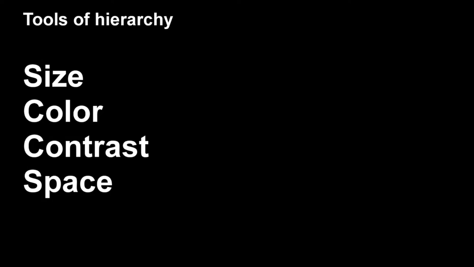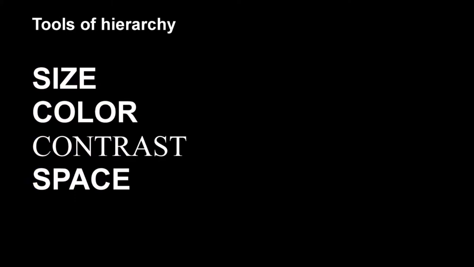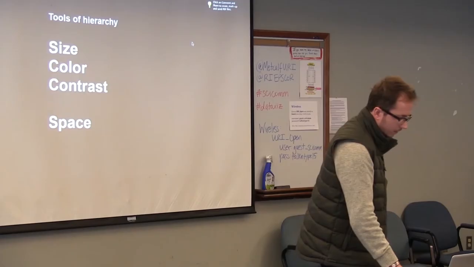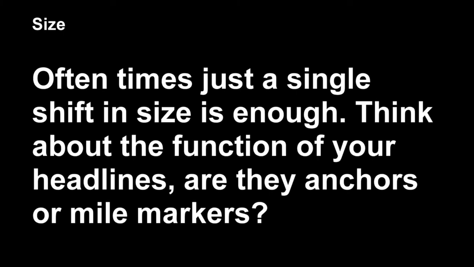Size is a pretty obvious one. Making something big separates it from something else, and perhaps we can see that more easily. Color can also separate these pieces of information from one another as well. Contrast, as you can see here. And then finally, space: by moving a piece of information away from a cluster or a group, you can isolate it and bring more attention to it. So oftentimes, just a shift in size is enough.